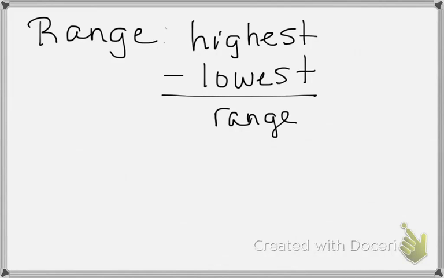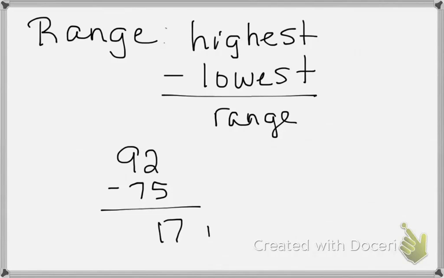So if you go back to the very first 5 numbers I wrote, the highest was 92, and the lowest was 75, I think I said. The difference is 17. That is your range. There's a 17-point spread between your highest and your lowest quiz grade.